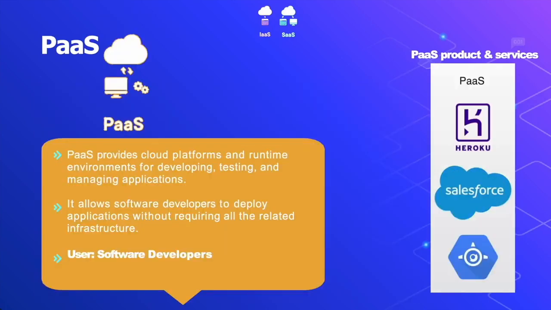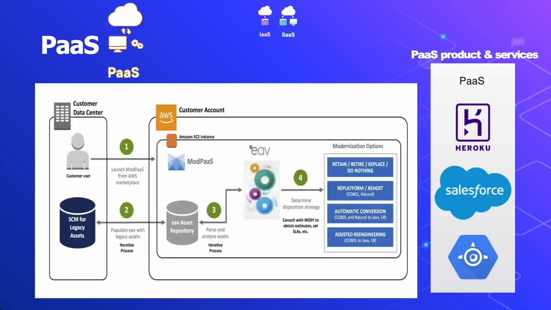Coming to platform as a service, this is the next layer up. PaaS provides complete development and deployment platforms for building, deploying, and managing cloud based software without the need to set up underlying infrastructure. This allows faster application development. Examples are development tools, database management, analytics engines, and container services that enable coding applications. Prominent PaaS providers are Salesforce Heroku, AWS Elastic Beanstalk, and Microsoft Azure. Typical PaaS users are software developers.